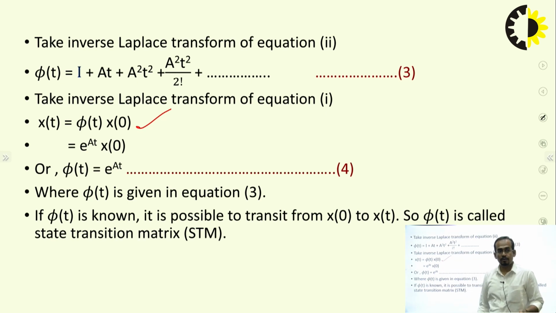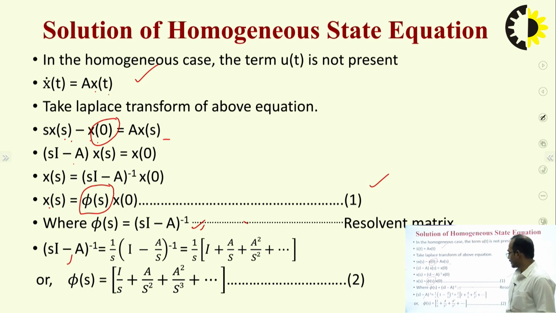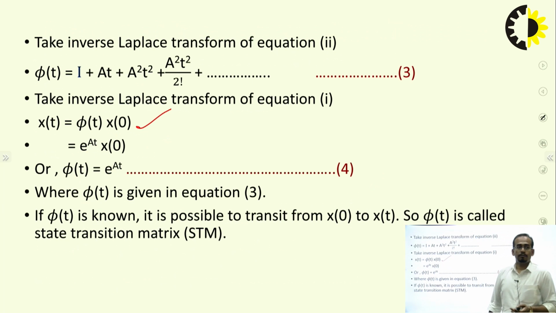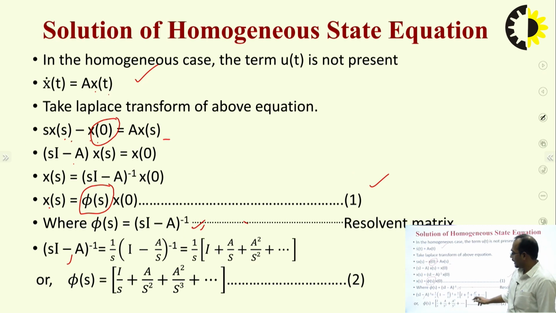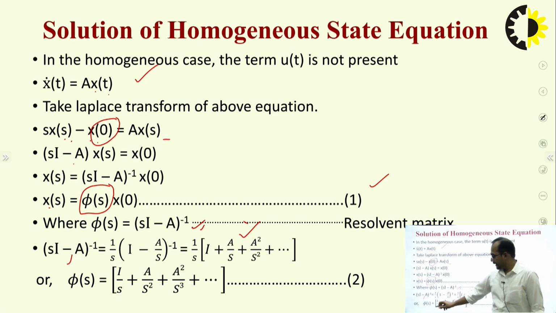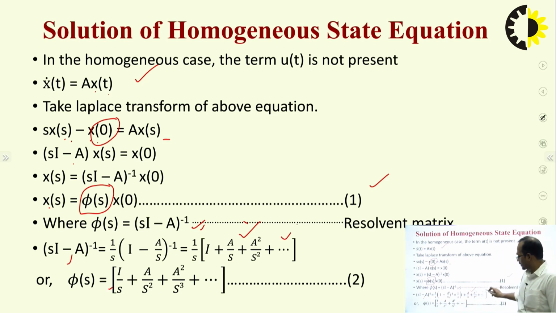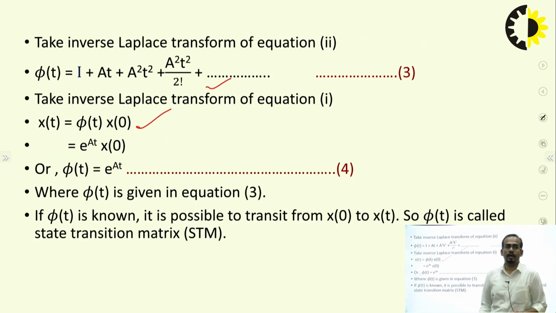Now, what will be the value of phi(t)? From where we will define the phi(t)? Phi(t) is nothing but I plus At plus A squared t squared by factorial 2, and so on. From where did we get this? We got it from here, (sI minus A) inverse is defined like this. For getting the value of phi(s), we expand this equation like this. So phi(s) is equal to I by s plus A by s squared plus A squared by s cubed and so on.